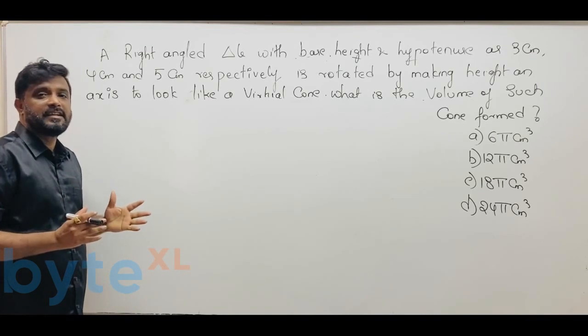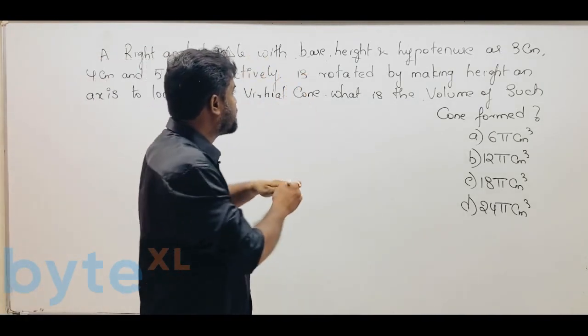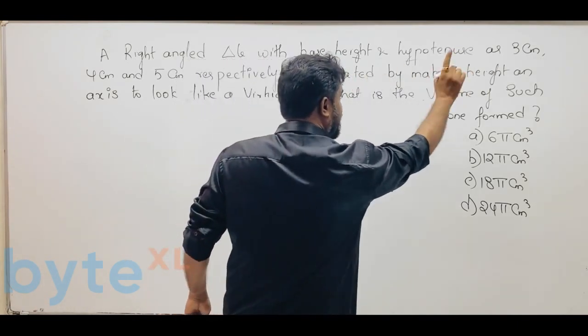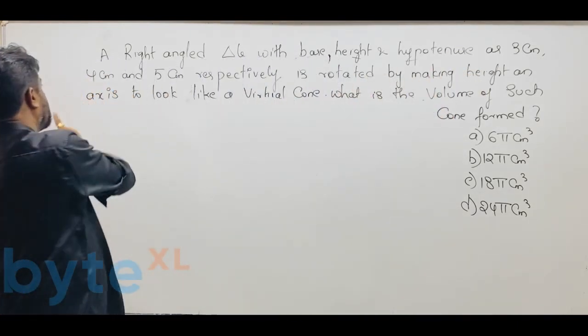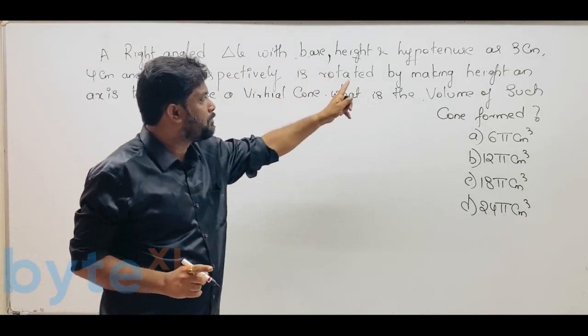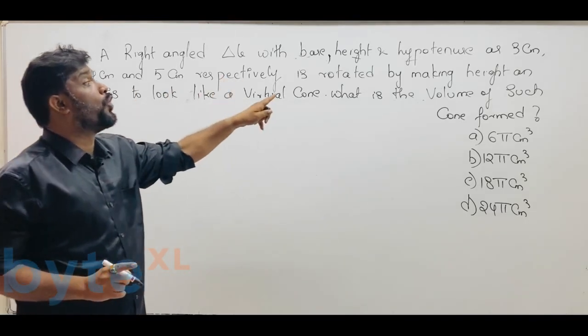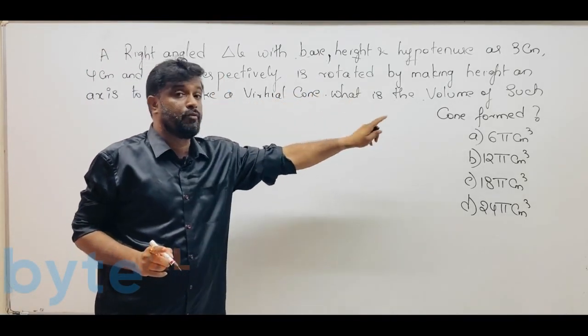Friends, here is a very interesting geometry question for you. A right angle triangle with base, height and hypotenuse as 3 centimeters, 4 centimeters and 5 centimeters respectively is rotated by making height an axis to look like a virtual cone. What is the volume of such cone formed?